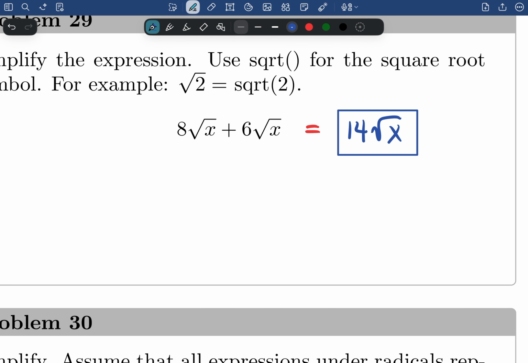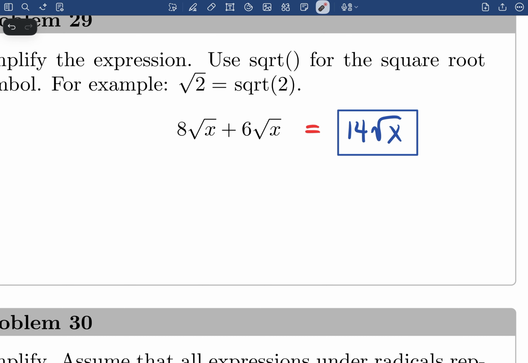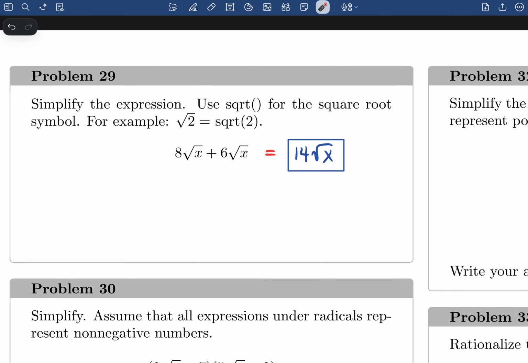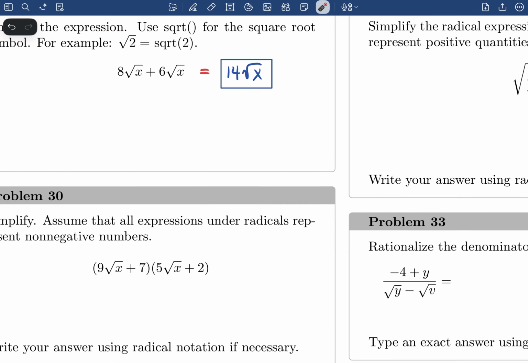Let me make this really clear. We had the same index. We have the same radicand. We can add these pieces together. 8 plus 6 is 14, and these same radicals are root x. So I have 14 times the square root of x. Great, I hope I was helpful in explaining that.